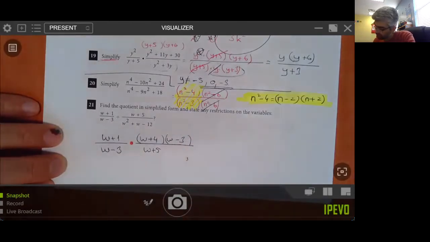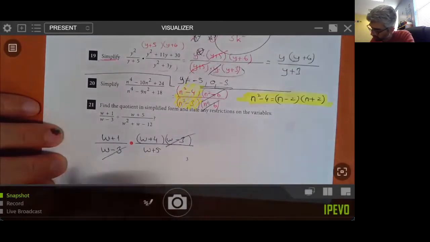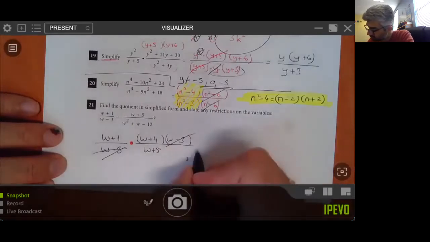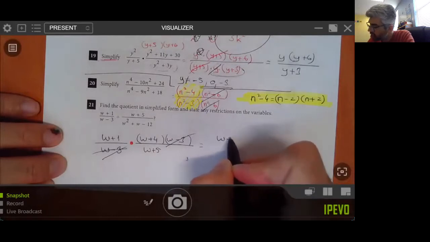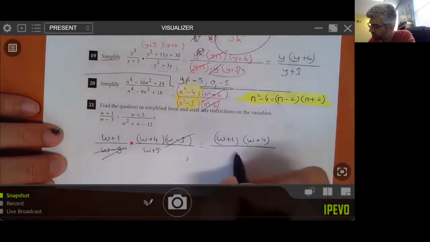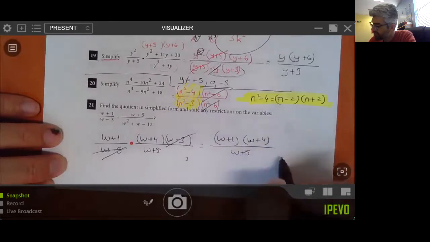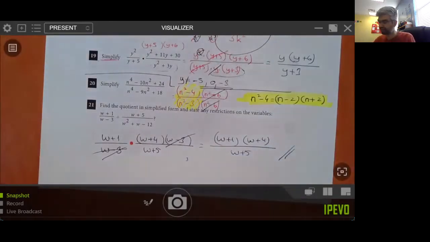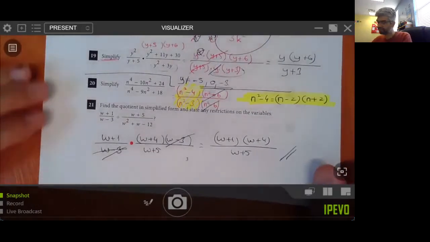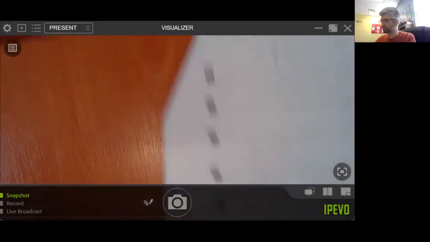Okay, now, what can I simplify? Well, w minus 3 is a factor. There is nothing else. This is it. So w plus 1 times w plus 4 all over w plus 5. This is the final answer. Okay. Last page.